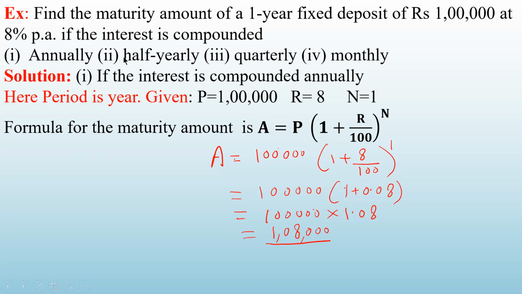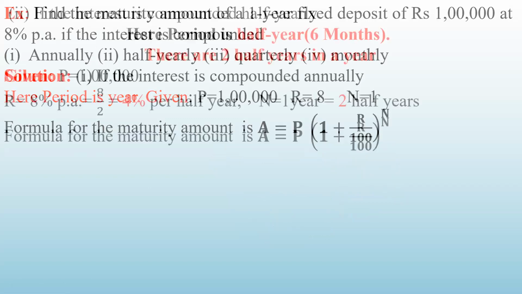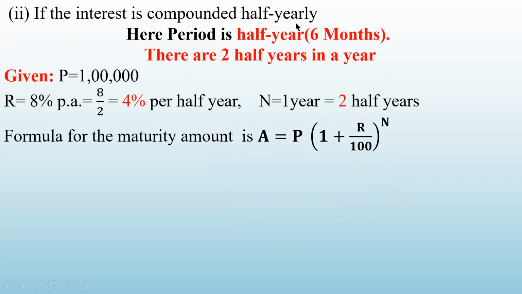If the interest is compounded half yearly, in this problem, your period is half year. Now, what is the meaning of half year? Half year means 6 months. There are 12 months in a year, so in half year, there will be 6 months. So, in this case, your period is half year. Now, you have to convert the rate of interest also half yearly and number of n also half yearly.